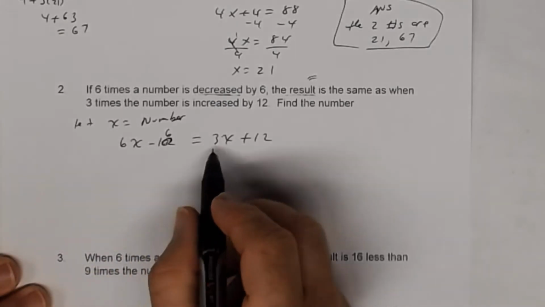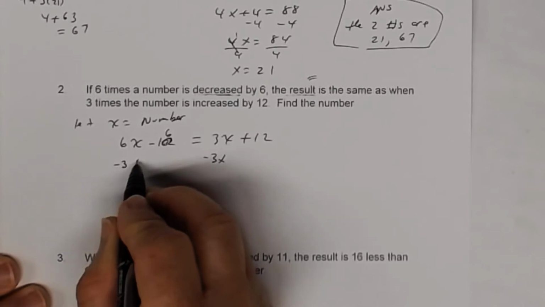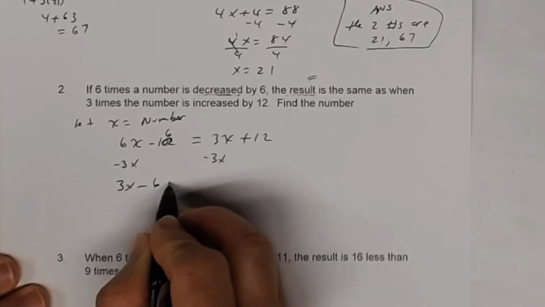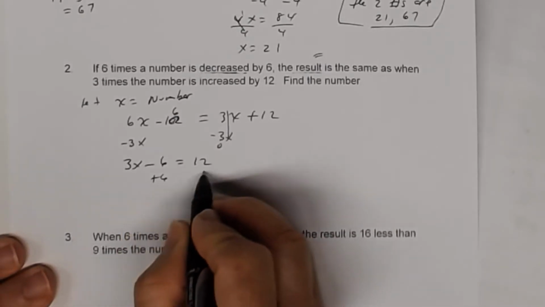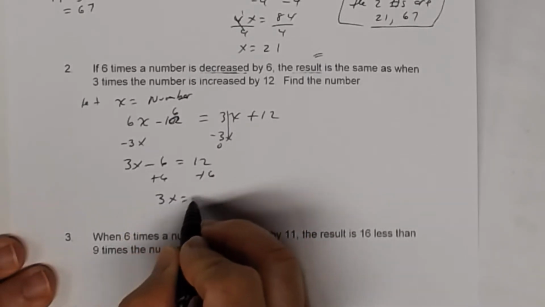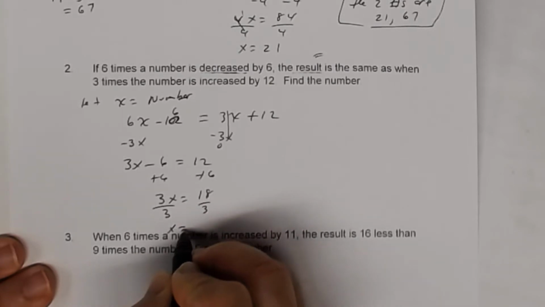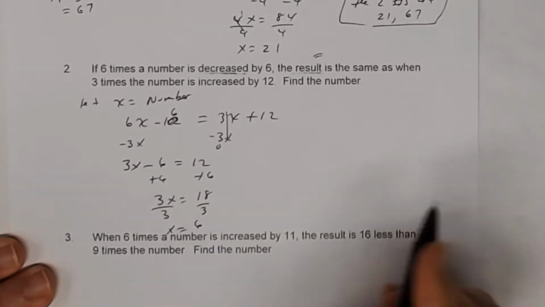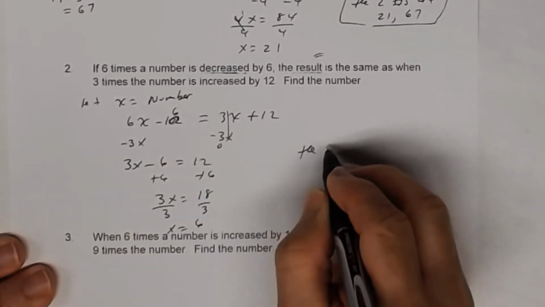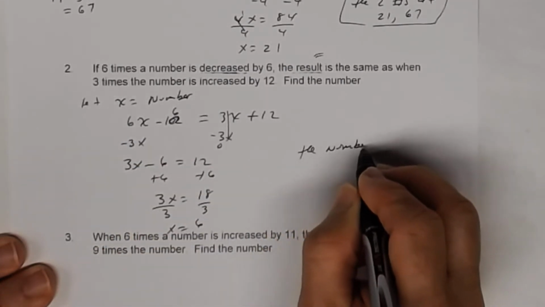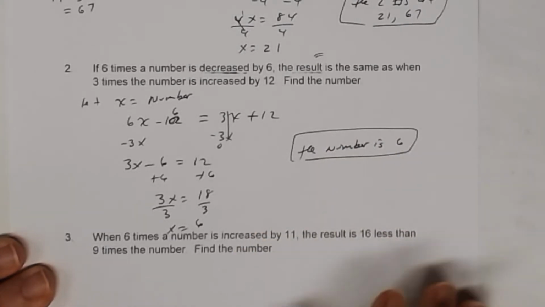So 6 times the number decreased by 6 is the same as 3 times the number increased by 12. Okay, so let's go ahead and solve this linear equation. So we'll go ahead and subtract 3x from both sides. So I get 3x minus 6 equals, that's 0, 12. Add 6 to both sides. I get 3x equal 18. Divide both sides by 3. I get x to be 6. All right, and then that's your number. So remember, x represents the number. So the number is 6. Okay? All right.